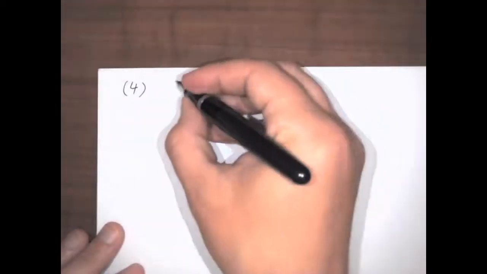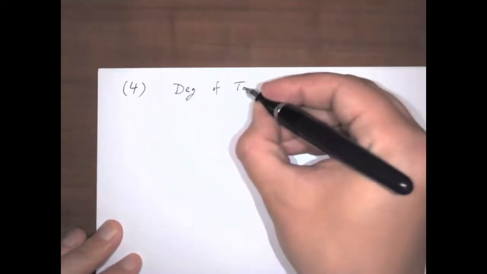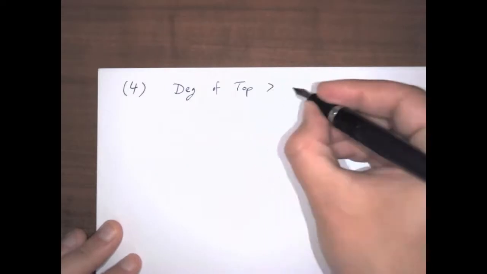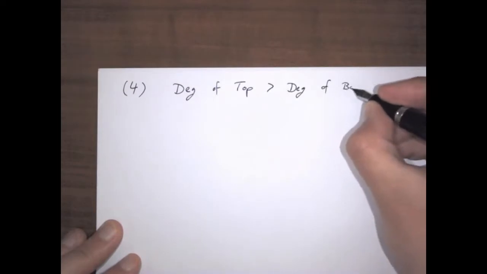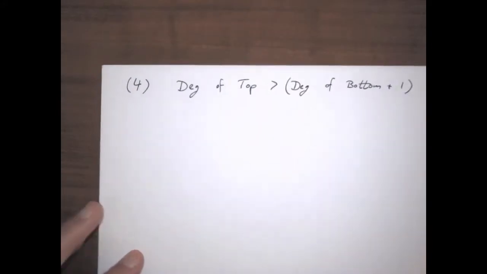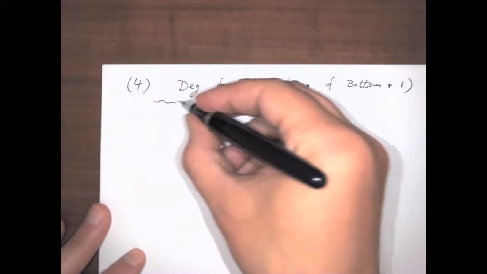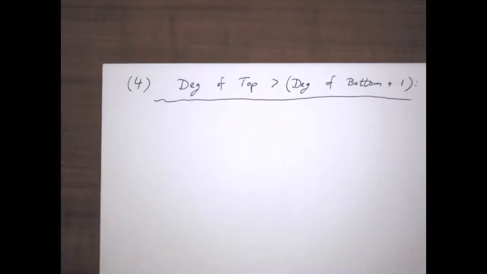Case 4. This is when the degree of the top is bigger than the degree of the bottom, and not just by 1, but just in general. So, degree of top is greater than degree of bottom, even plus 1. So what happens here is that we end up with a long-run behavior that is not an asymptote, but is called an asymptotic polynomial.